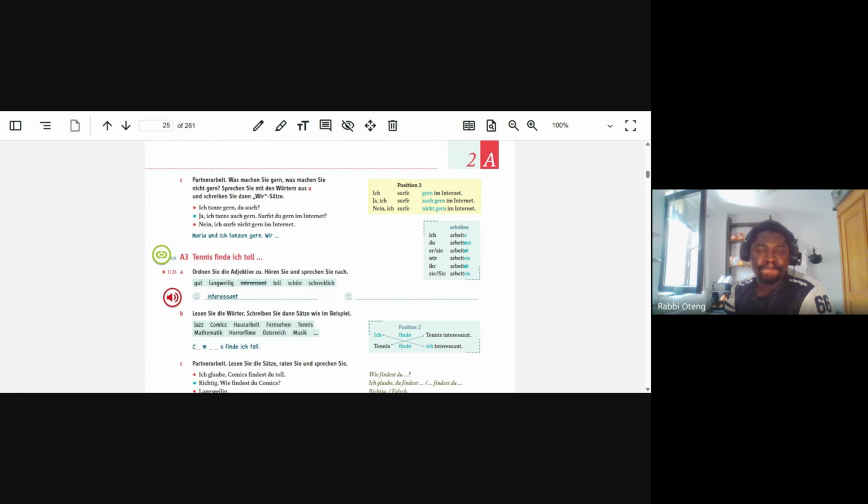Okay, so these few adjectives we learned: gut, langweilig, interessant, toll, schön, und schrecklich. So, Annette, please give the English definition for all the adjectives here.